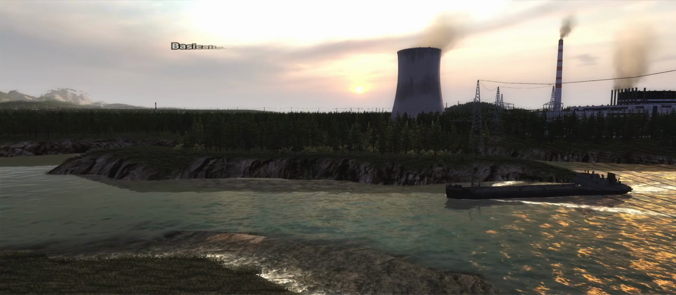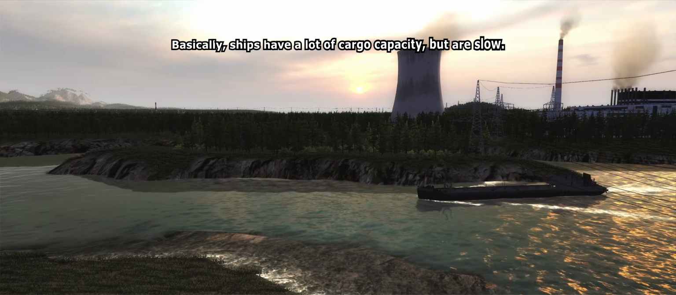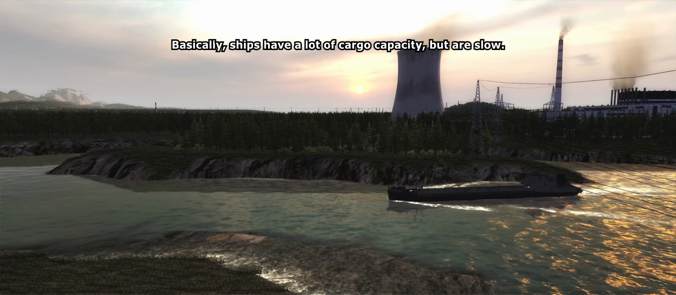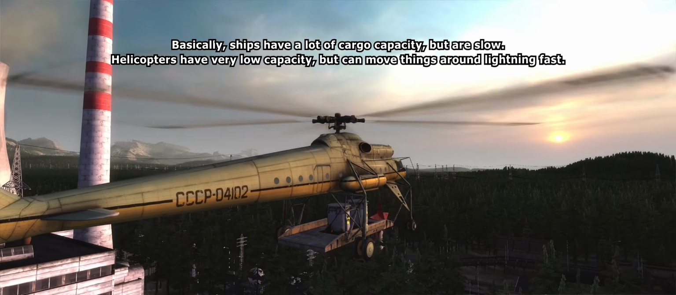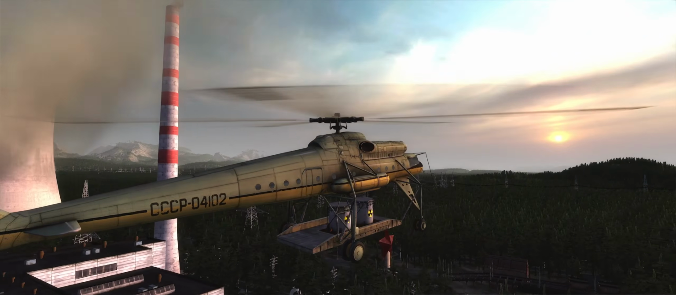The remaining options are rather situational. Ships are very good at exporting bulk goods you make a lot of, like fuel. While helicopters are well suited for selling goods that are very high value, but produced slowly, like nuclear fuel.